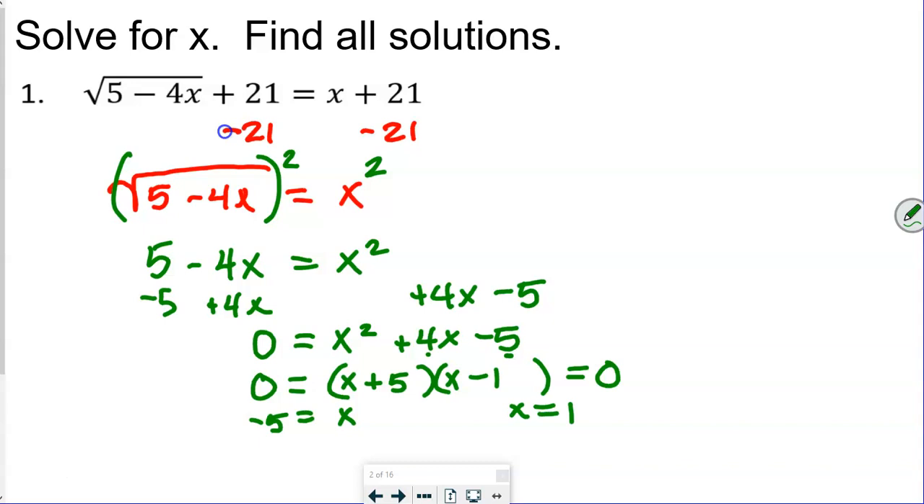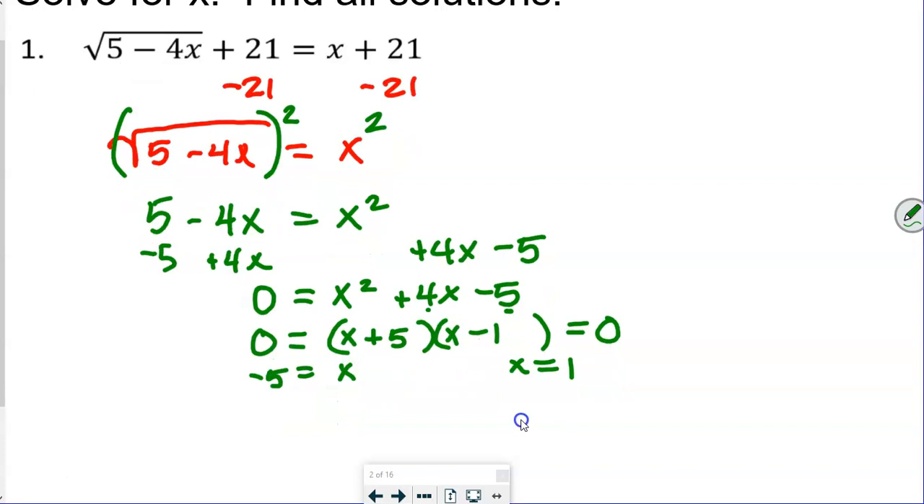Now recall that when we're doing this, we have to check these answers, because if we don't check them and we assume they're both correct, we may be wrong. One of them may be an extraneous solution. So what we're going to do is take both of these and plug them back up in the original equation. The only thing is I'm going to start here, guys, because that 21 cancels itself out on both sides. So I'm going to do the square root of 5 minus 4x equals x. So I'm just going to plug in that negative 5.